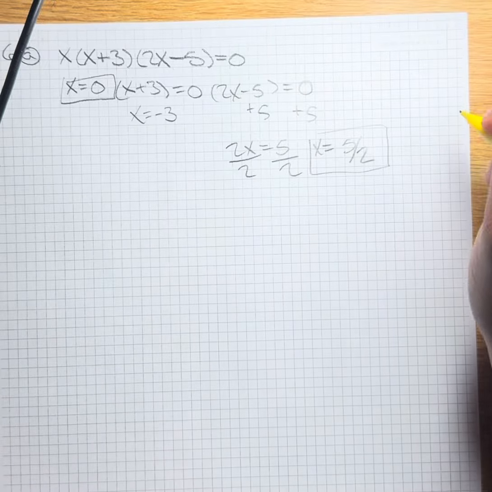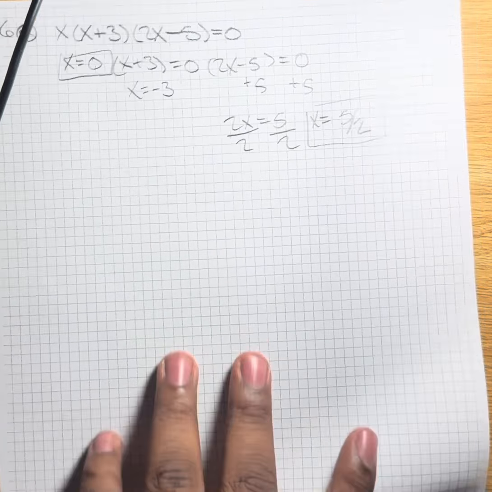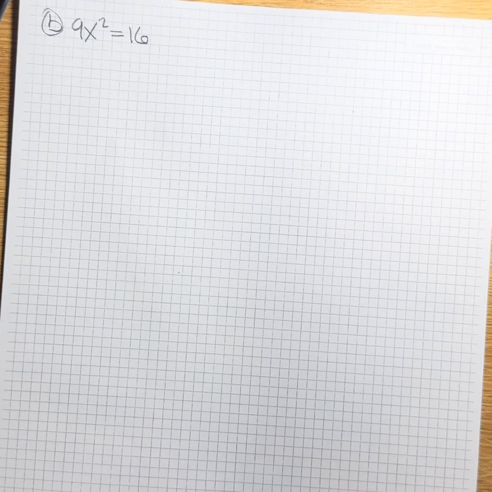So our three answers are x equals 0, x equals -3, and x equals 5 over 2. All right, now this is for B, question 6 from exam 3.